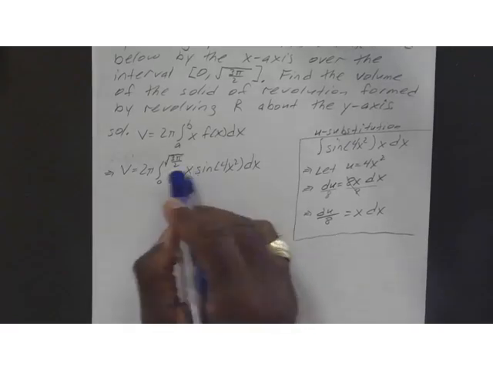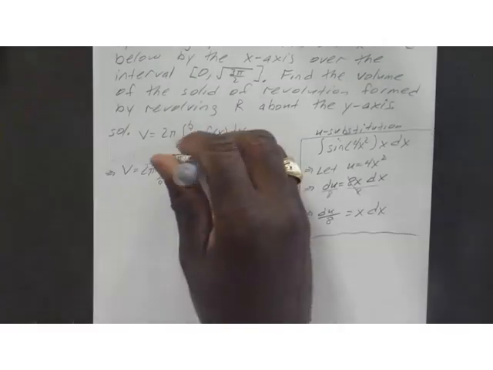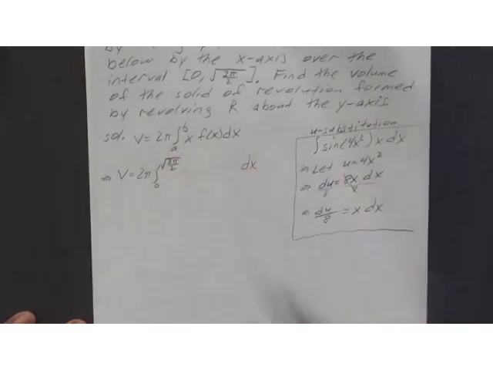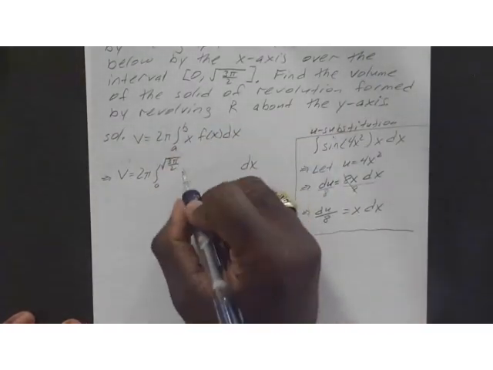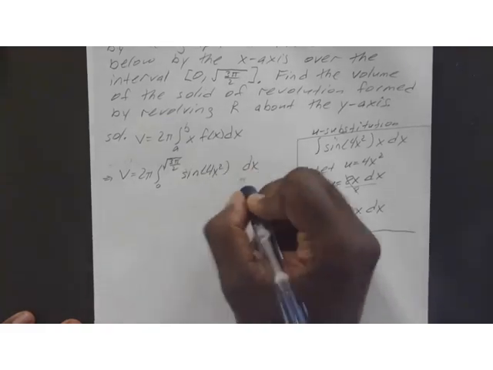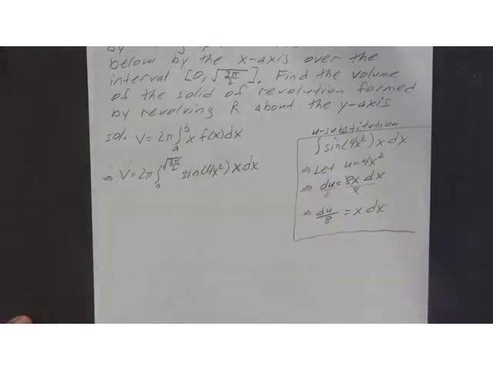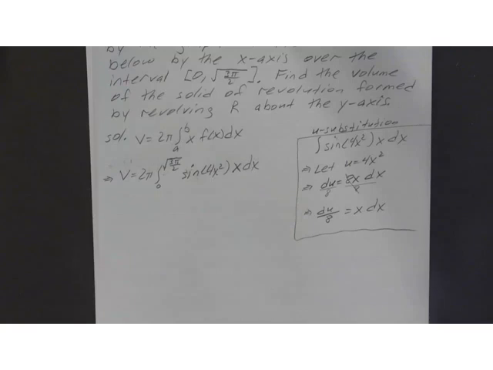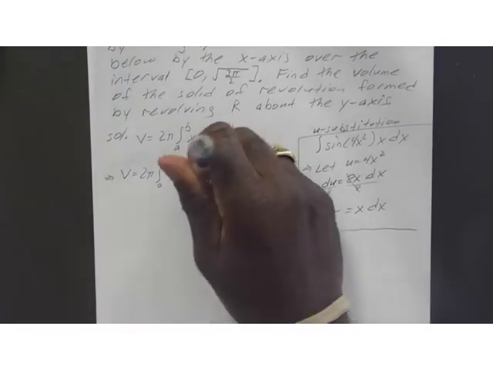Okay, so I'm just going to switch these around. You don't have to. I just like to do them when I'm explaining it. So instead of x times sine, we have sine of 4x squared times x. Makes it not mandatory, just helps with the explanation.